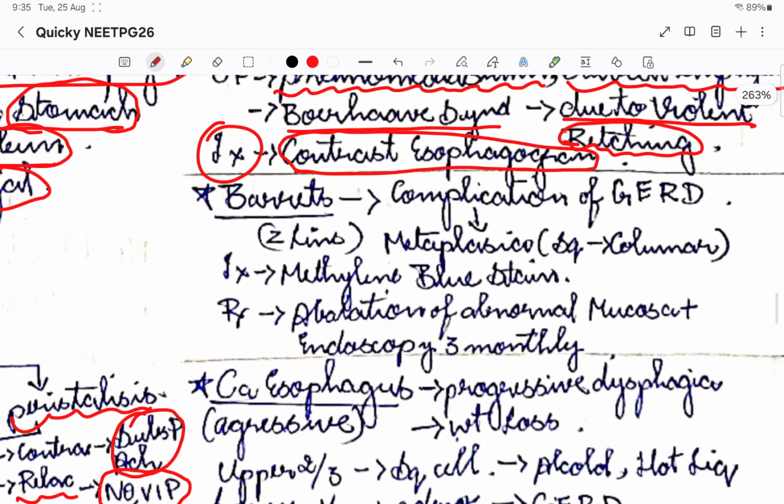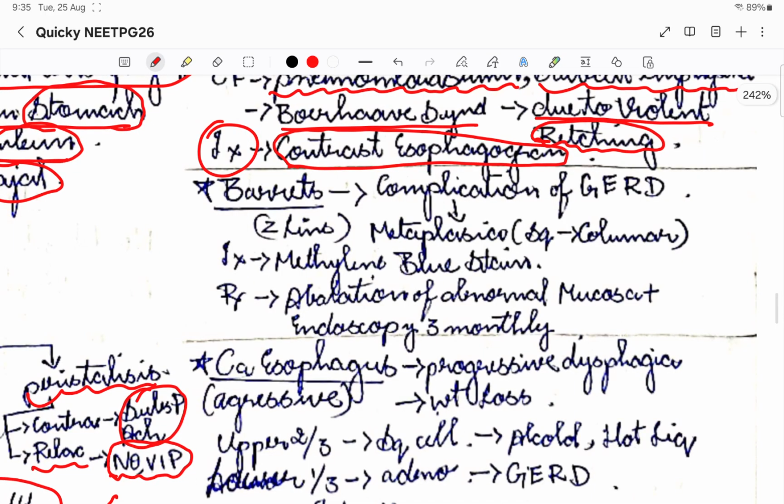Then coming to Barrett's esophagus, okay, we discussed, right, it is basically a complication of GERD. So basically I told you, right, there is a metaplasia and dysplasia that is happening, where the squamous cell is being converted into the columnar cell, okay. The squamous cell is the particular cell of the esophagus which is getting metaplased into columnar cell, okay. So the Z line is very important with respect to Barrett's esophagus, where we do the demarcation, okay.